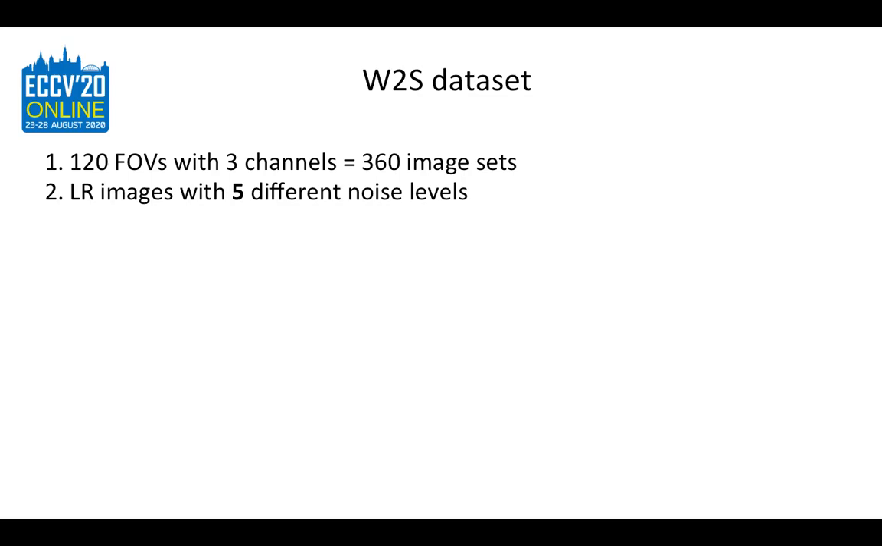We obtain low-resolution images with different noise levels by averaging a different number of images of the same field of view and the same channel. We average 1, 2, 4, 8, and 16 images to obtain low-resolution images with 5 different noise levels. As the device is well stabilized throughout the capturing process, the low-resolution and high-resolution images are perfectly aligned.